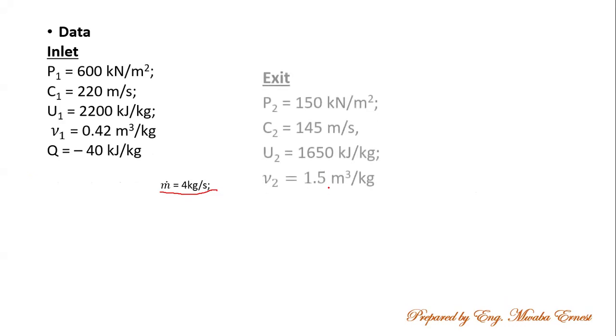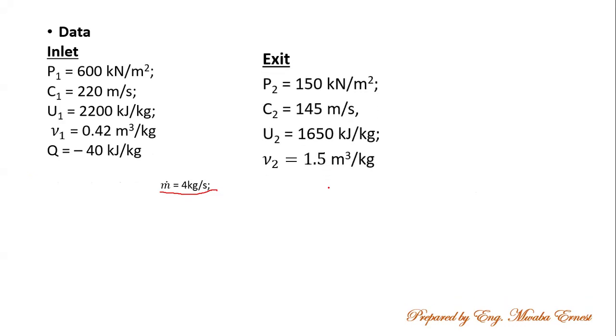Let's then go to the exit section. In the exit section, we have pressure number 2, 150 kilonewtons per square meter. Velocity number 2, 145. U2, 1650 kilojoules per kg. And specific volume number 2, 1.5 cubic meters per kg.